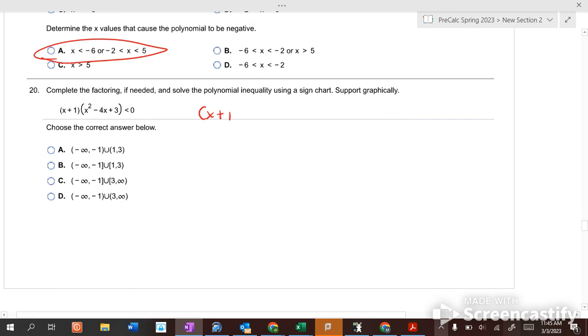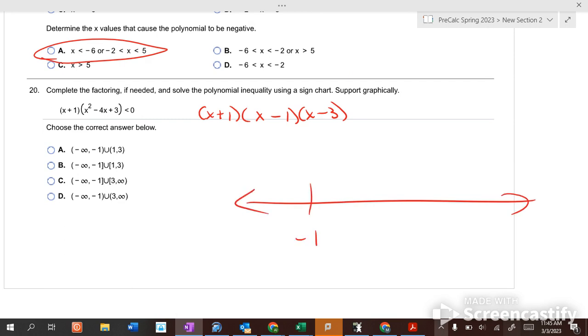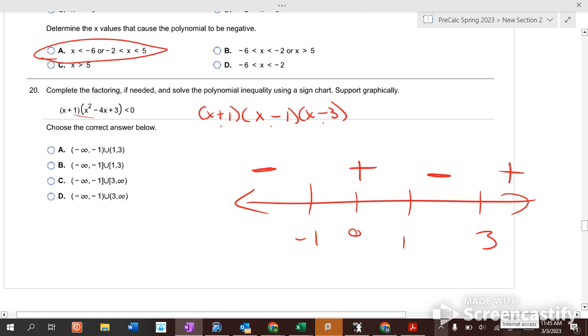And then the same type of thing here. Factor it. X plus 1, x minus 1, x minus 3. So negative 1, 1, and 3. So where is it negative? Well, if we try 0 in here, 0 gives us a positive times a negative, which is a positive. So it's positive here, it's negative in between here, it's positive here, and it's negative over here, because it changes every time. Where is it negative? So it's less than negative 1 and in between 1 and 3. And since it's a less than sign, there's no brackets, there's just parentheses.